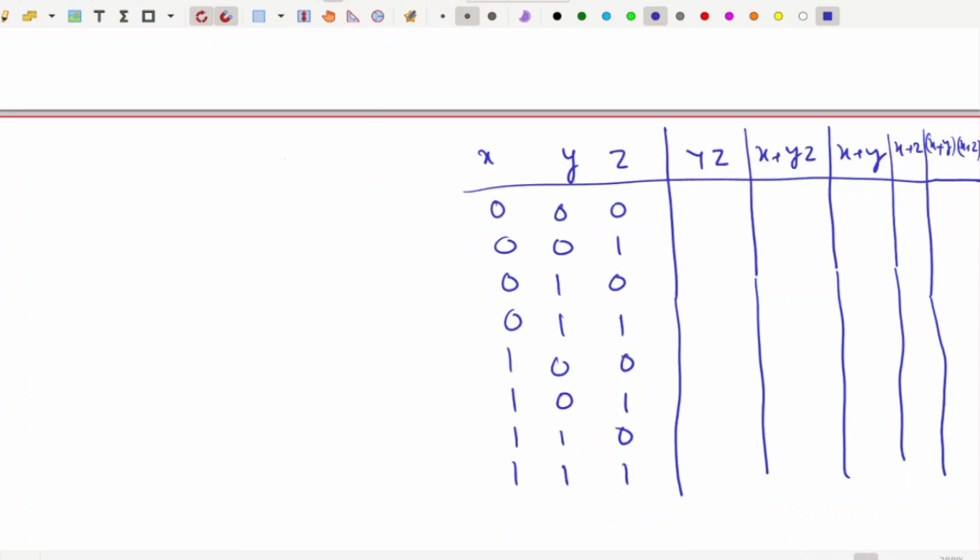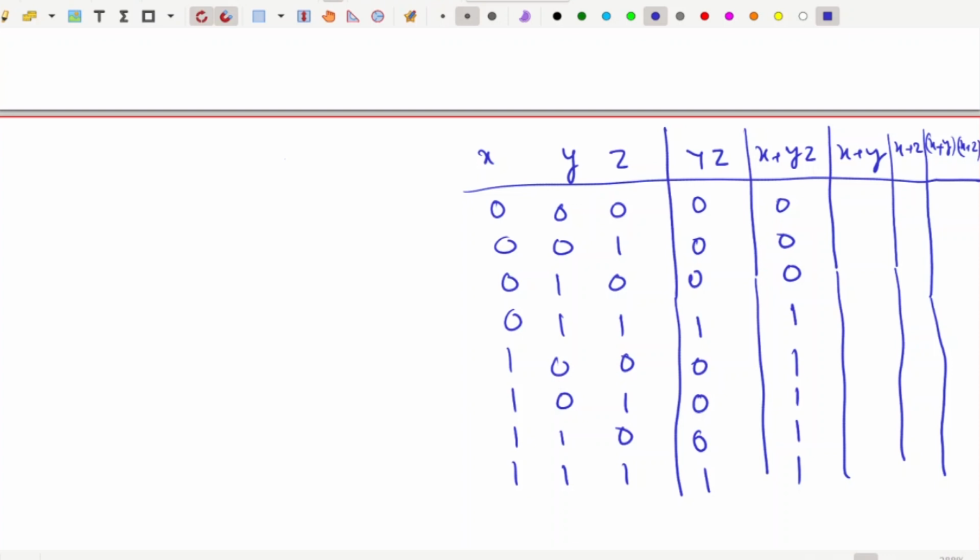What is yz? 0 0, that is 0, 0 1 is 0, 1 0 is 0, 1 1 is 1, then 0 0, again 0 0 1. What is the value of x plus yz? This is the yz and this is x. 0 plus 0, that is 0, then this is 0, this is 0, 0 plus 1, that is 1, then again 1 1 1 1 1 1. This is the value of x plus yz.